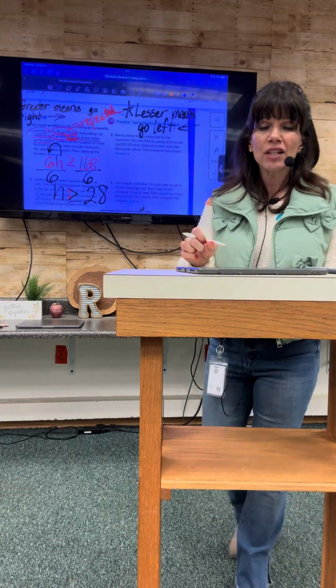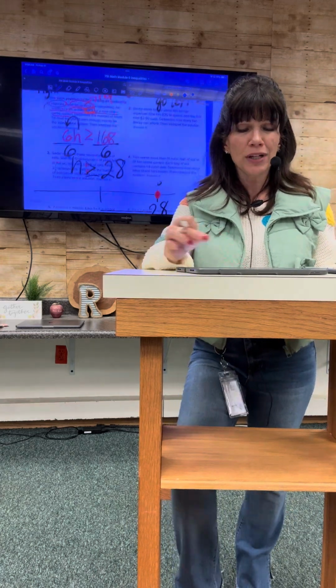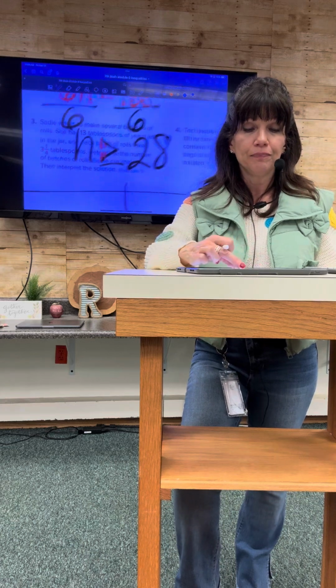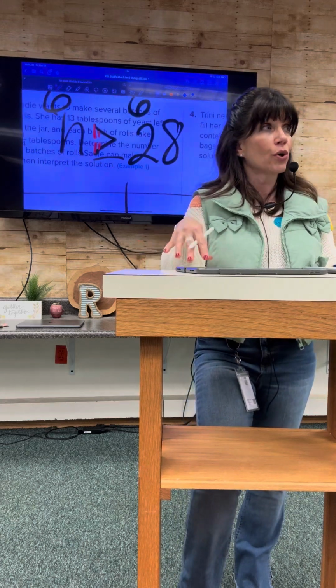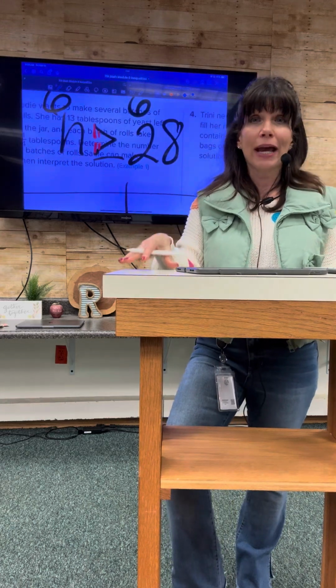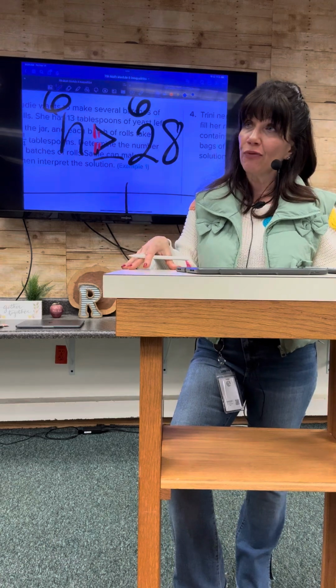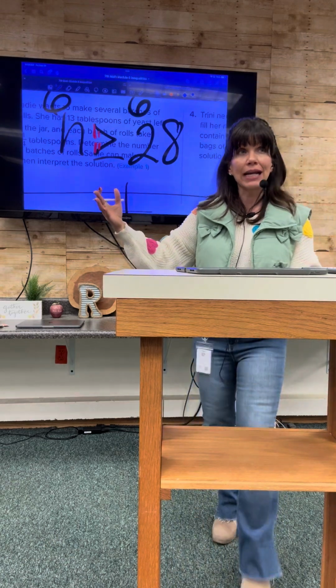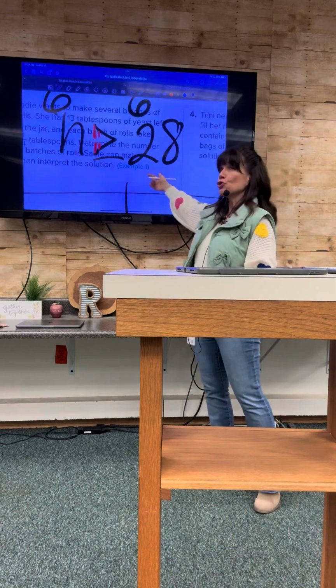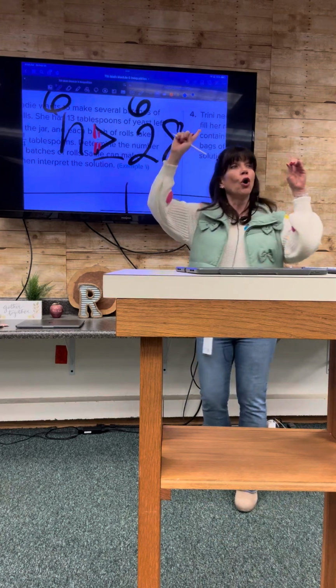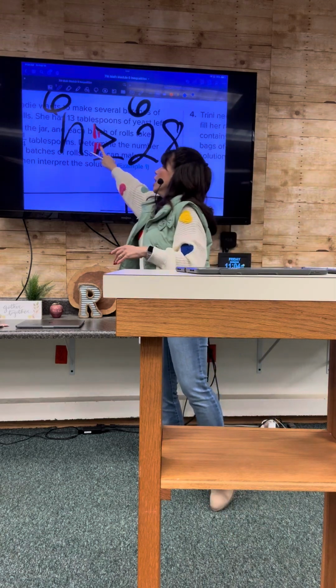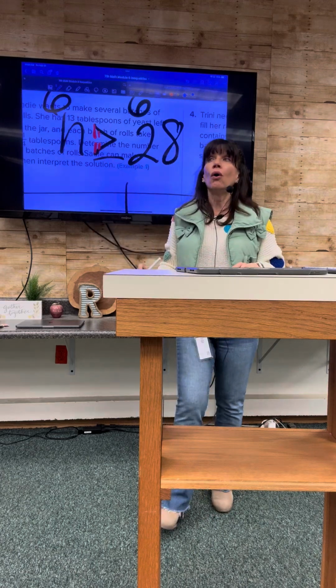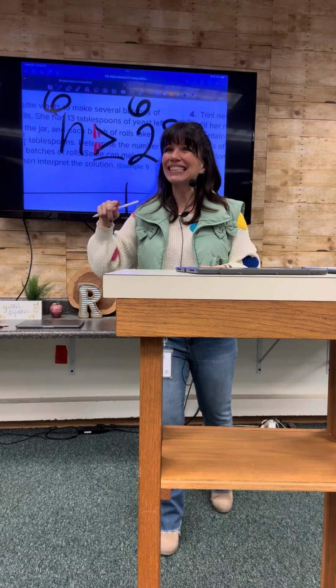Left. Now let's interpret the solution. And what do they mean by interpret the solution? The number of hours it would take Hermé to earn enough money babysitting would be how many hours? 28 hours, or what then? 28 hours or more than.